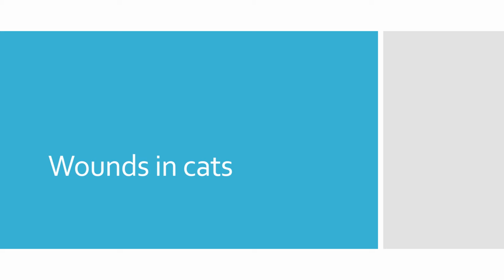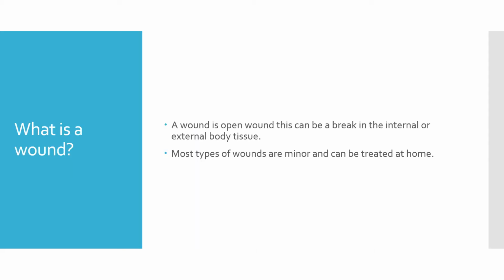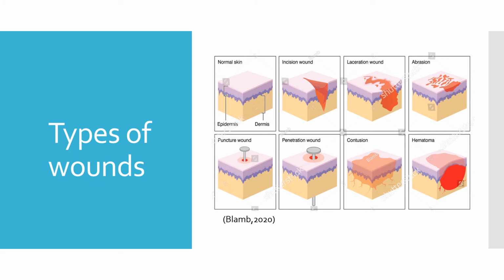Wounds in cats. What is a wound? A wound is often called a cut, and this can be a break in the internal or external body tissue. Most types of wounds are minor and can be treated at home. Types of wounds. There are many types of wounds, however we will look at abrasions, lacerations, punctures, and avulsions.